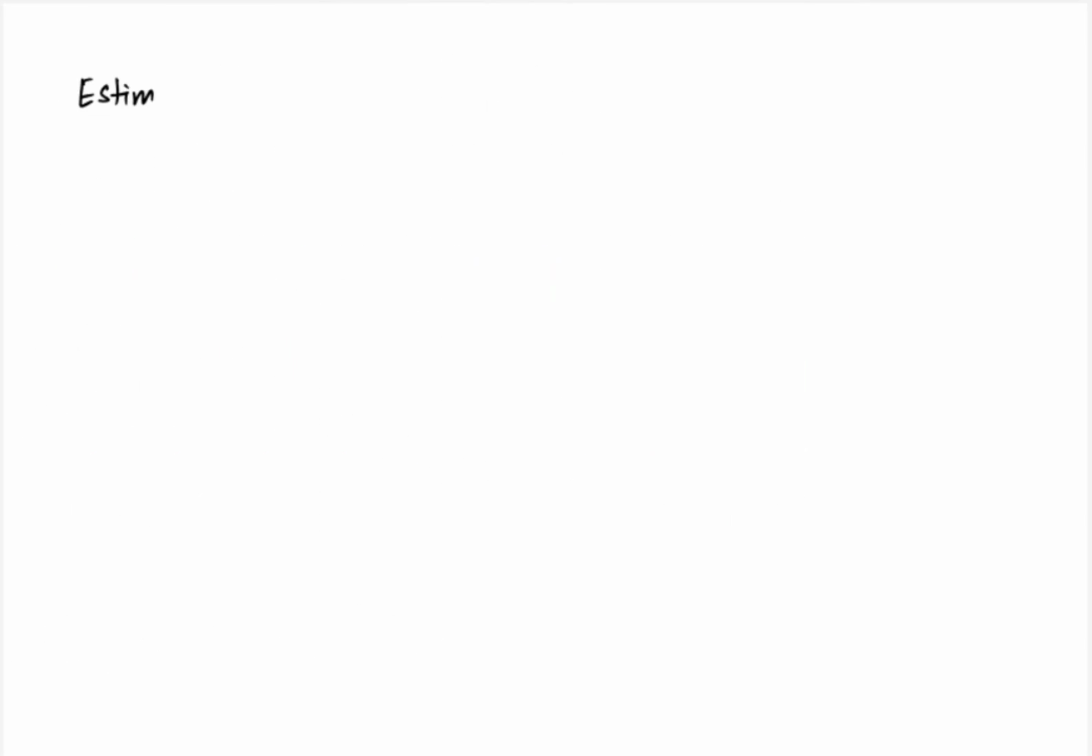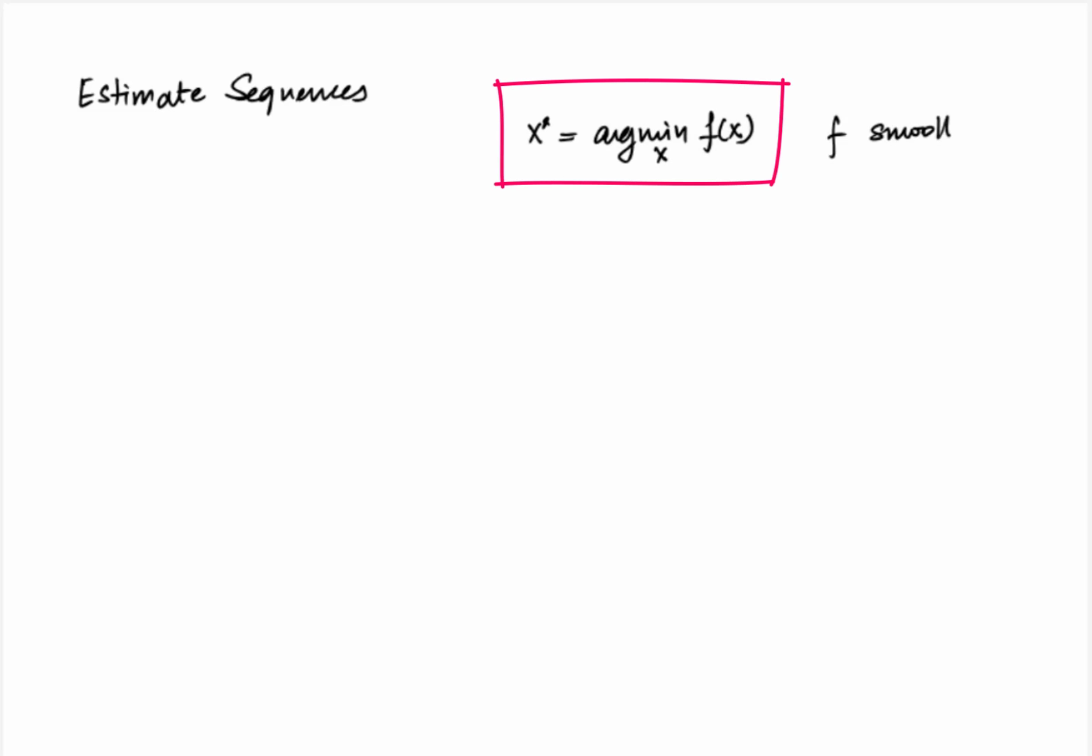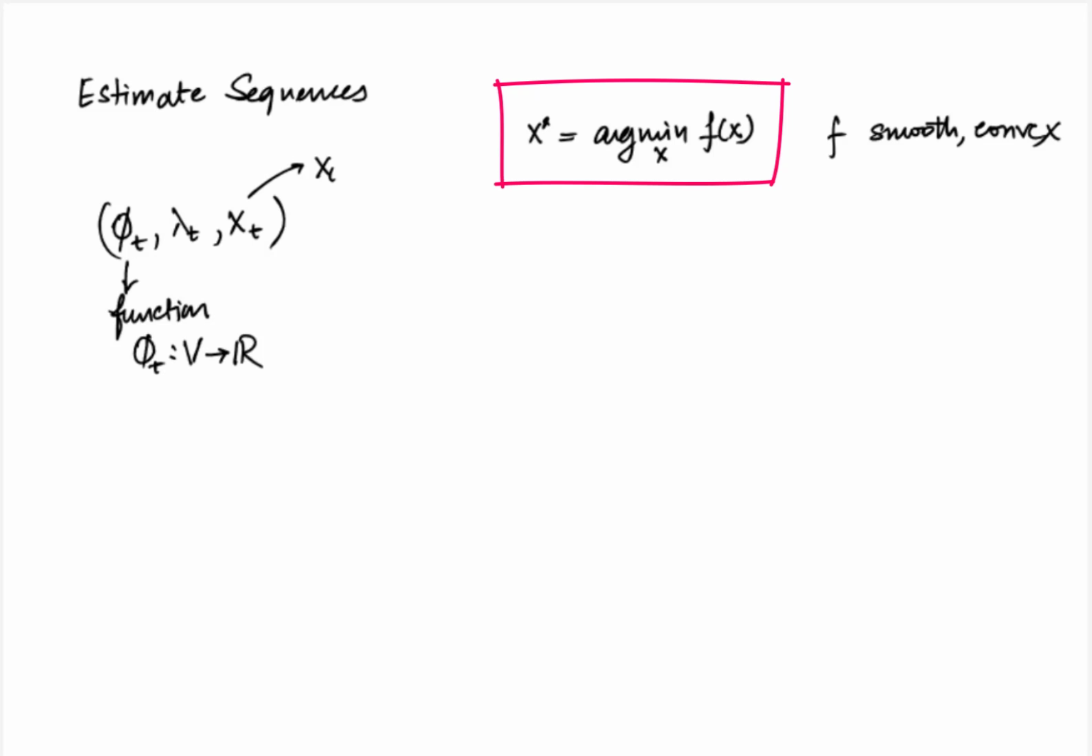We begin with describing the basic idea. For simplicity, we will consider the unconstrained problem x star is equal to arg min over x f of x, where f is smooth and convex. So we have the following definition. Consider the sequence phi t, lambda t, xt, where phi t from v to r is a sequence of functions. Xt are the iterates of the algorithm, so they belong to v. And finally, lambda t is a positive valued sequence.